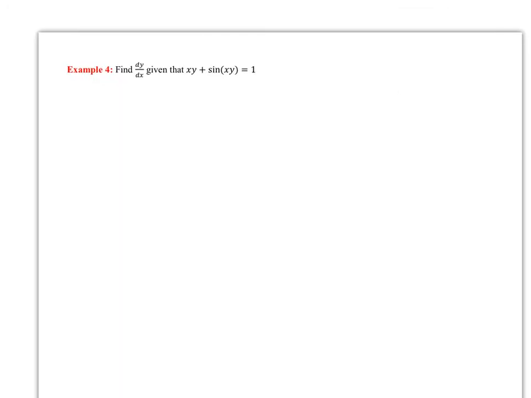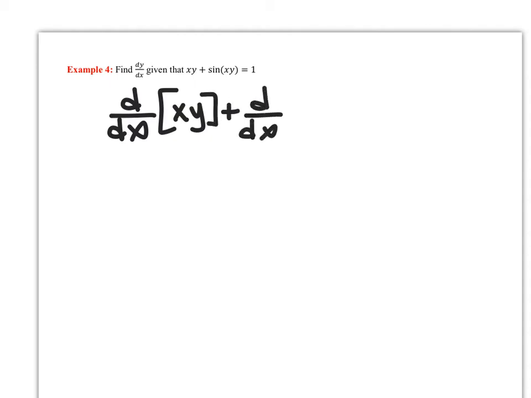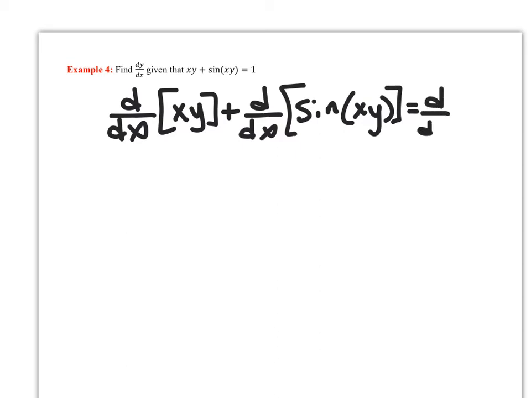Okay, find dy/dx given that x plus xy plus sine xy equals 1. Alright, let's write out the beginnings of this. I'm going to split it up immediately. Looks like we got some chain rule, we got some product rule. Yeah, we got some good stuff going on here.